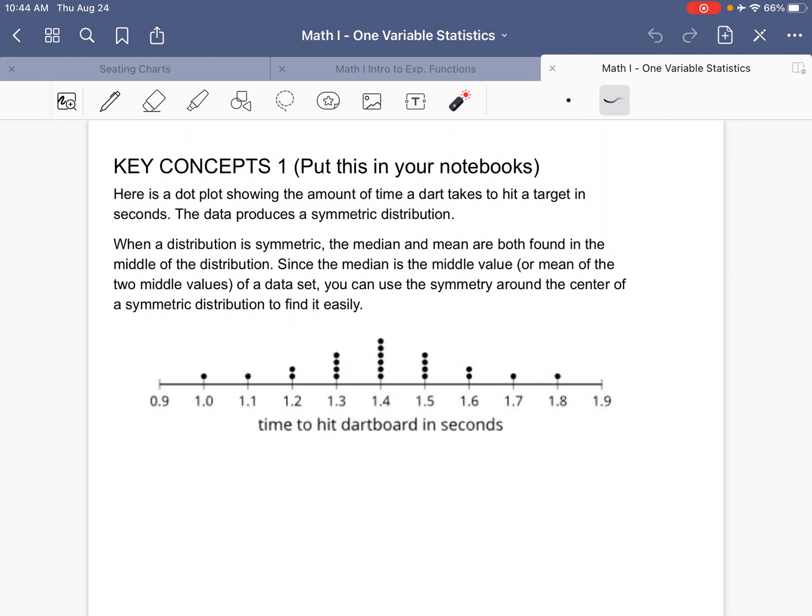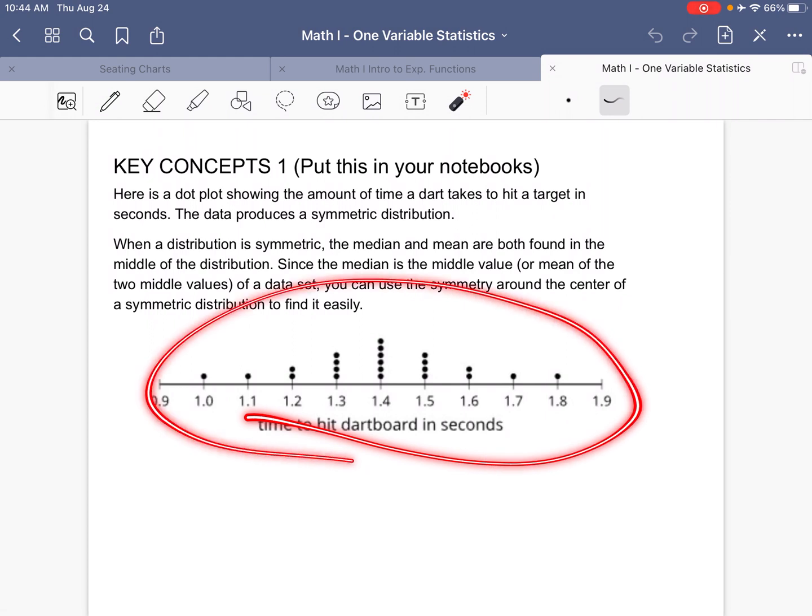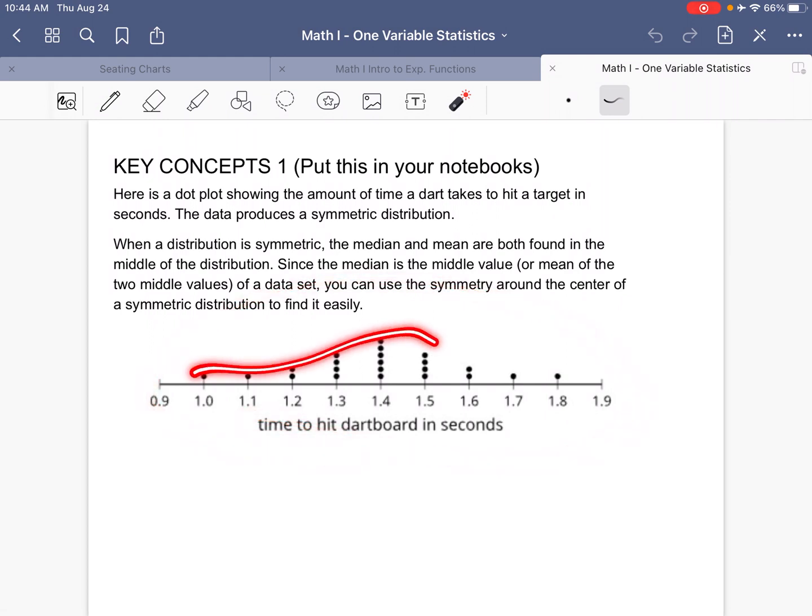In a symmetric distribution, so looking at this, this is symmetric, and it's that classic bell-shaped curve. I know it's a very flat-looking one. It's more like a symbol almost, but this is what we would call a classic bell curve. It's symmetric, it's bell-shaped. In this case, the median and the mean are both found in the exact middle of the distribution. So if I look right here, 1.4, that's my highest peak. That's the middle of this distribution. The left and right are exactly the same as each other.